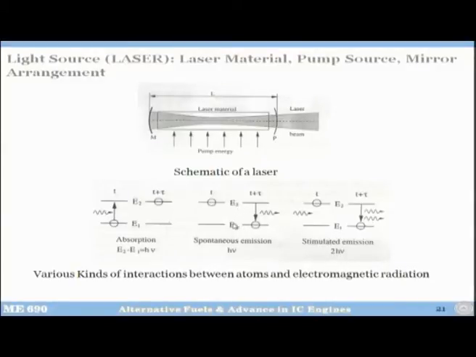But the problem is that this movement of the electron from the higher state to the lower state is spontaneous. That means it can happen now, or it can happen later, or 5 minutes later, nobody has any control. So, it is a spontaneous emission.